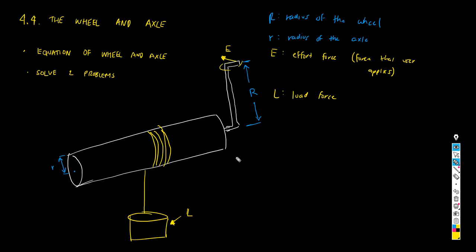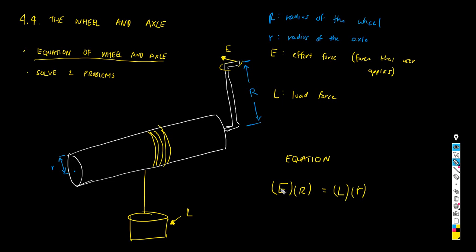Okay, and then the equation of the wheel and axle, guys, is this. It's going to look like this. The equation is going to be the effort force times the big radius, or the radius of the wheel, is going to be equal to the load force, which is the weight that you want to raise, times the small radius of the axle.